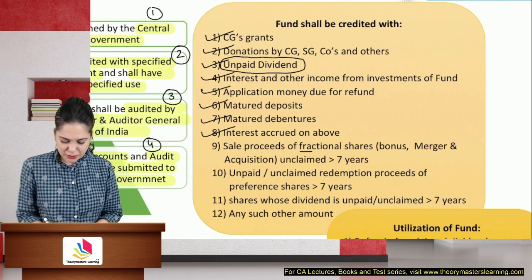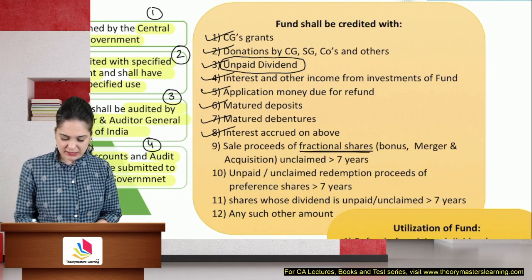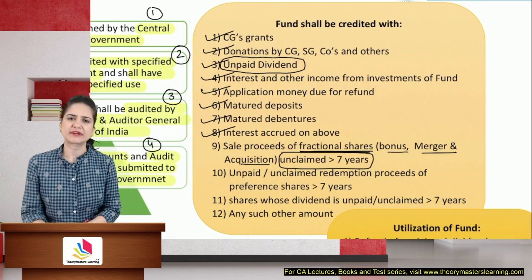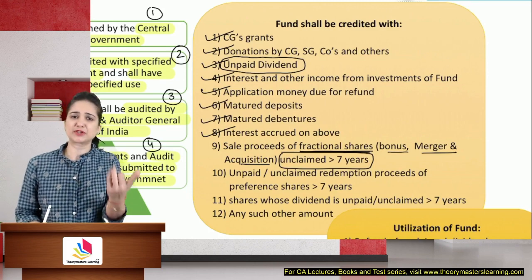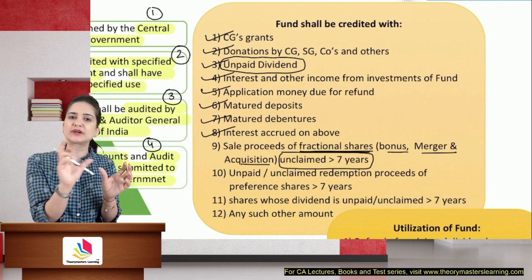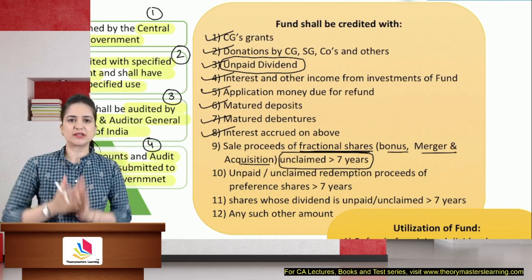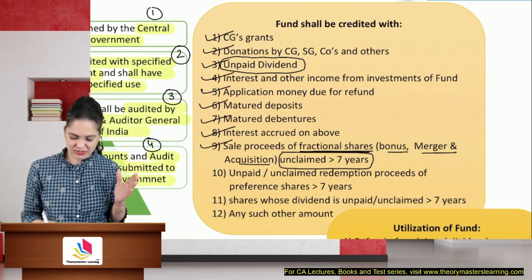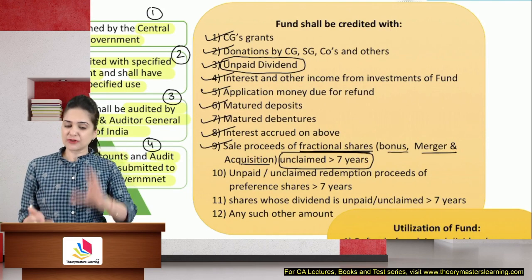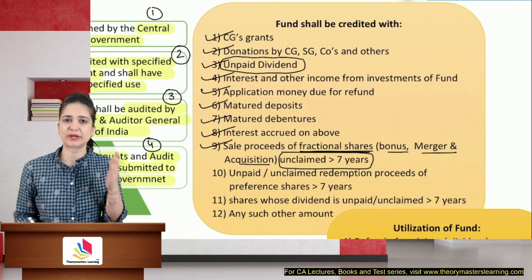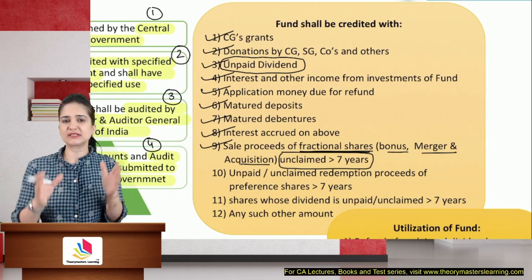Sales proceeds from fractional shares which were issued at the time of bonus, merger, acquisition, which are unclaimed for a period of more than 7 years. So at the time of bonus shares, we give, let's say, 1 share for every 3 shares held. Sometimes a fraction is created. You cannot exactly convert your holding in that ratio. So those fractional shares may be sold and the sales proceeds may be credited over here. Generally, if those fractional shares are sold, that money is to be given to the holder. But if you are not able to find him for more than 7 years, then the amount will be transferred to IEPF.